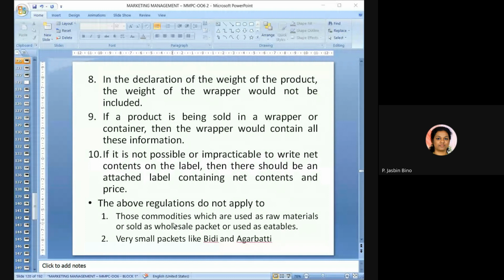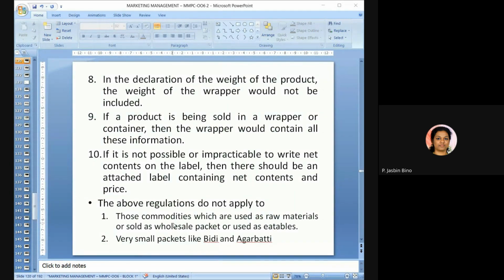And if the product is being sold in a wrapper or container, then the wrapper would contain all this information. If it is not possible or impracticable to write net contents on the label, then there should be an attached label containing net contents and price. You might have seen some attached pamphlets given inside the packet of products. That is what is mentioned in the 10th point.